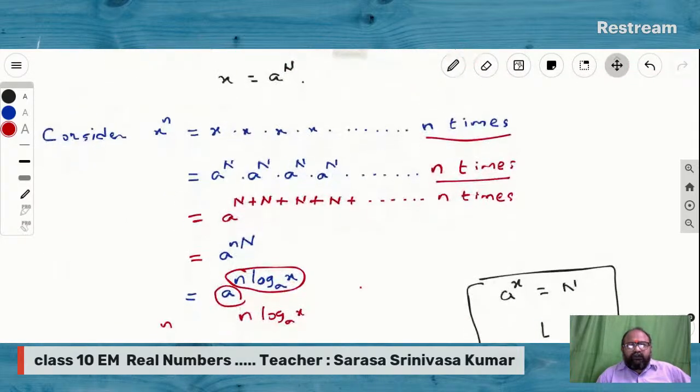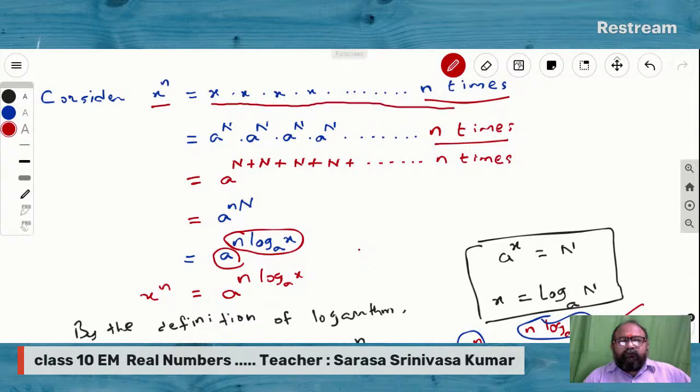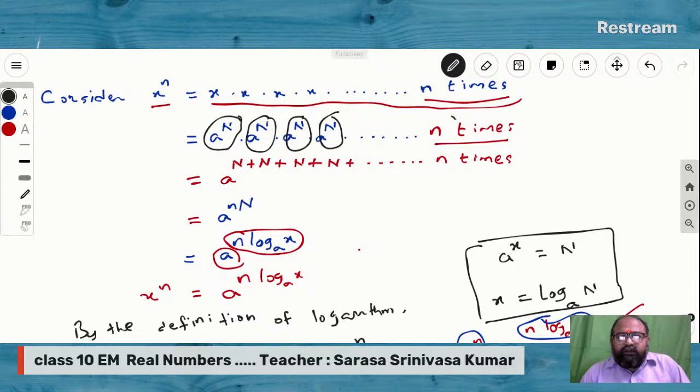Now, consider x power n. x power n is equal to x multiplied by x multiplied by x, and so on, x multiplied n times. So that means in place of x we can write a power N. From this we get that a power N is multiplied n times.